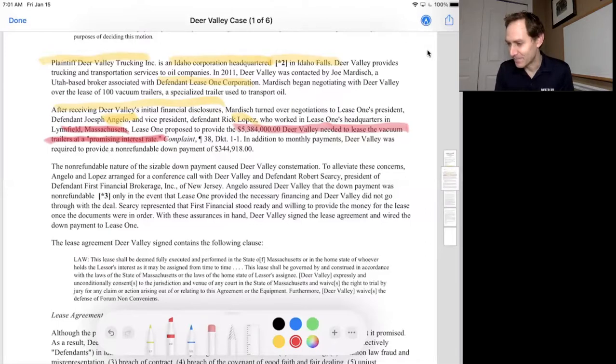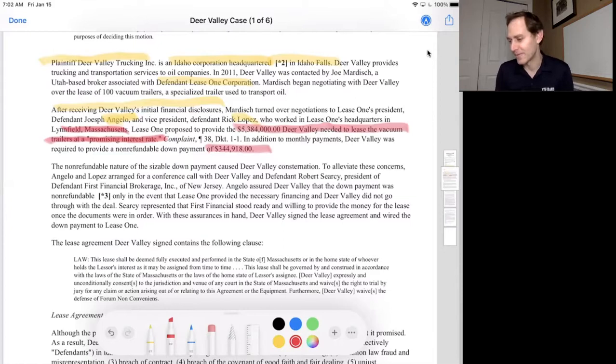Interesting. Okay, in addition to monthly payments, Deer Valley was required to provide a non-refundable down payment of $344,000. If you're asking yourself, why would Deer Valley make a down payment in order to get paid $5.4 million, then you're asking the right question. What on earth is Lease One doing here? And if this looks like a scam to you, good for you. This is probably a scam.